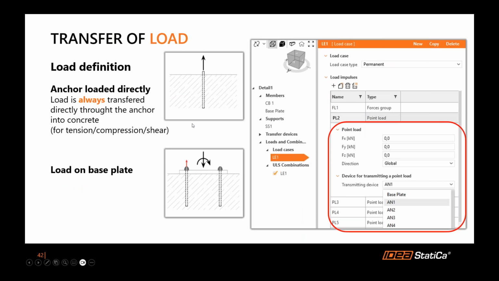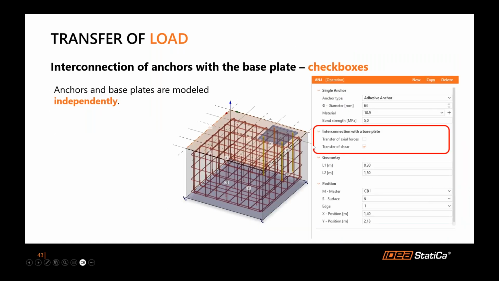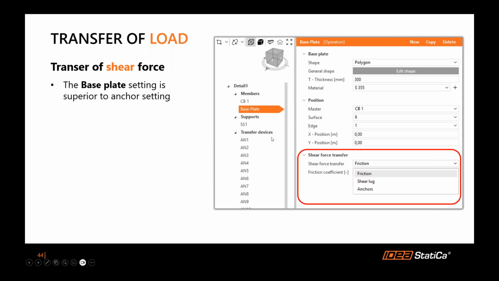I would like to also talk about the transfer of loads and its devices. The load can be defined either to the anchor directly, and in this case, the load is transferred to the concrete directly: the tension, the compression, and the shear as well. On the other hand, when the load is defined on the base plate, you can select which anchors are used to transfer the loads. And as you can see, you can set the interconnection of individual anchors with a base plate. This is important, especially for shear transition.